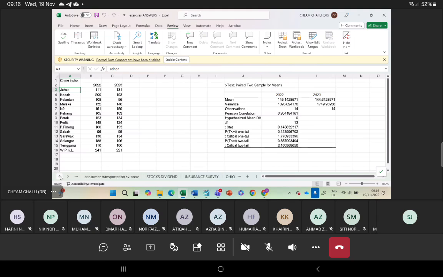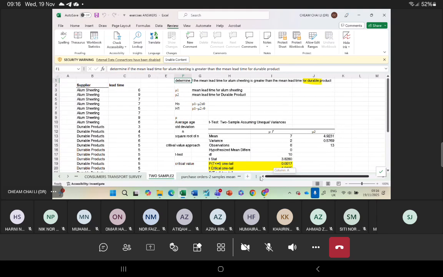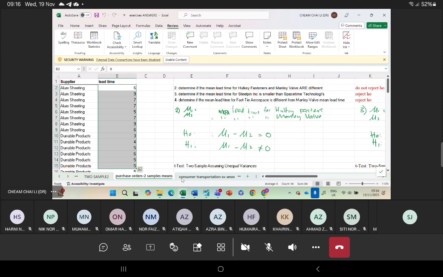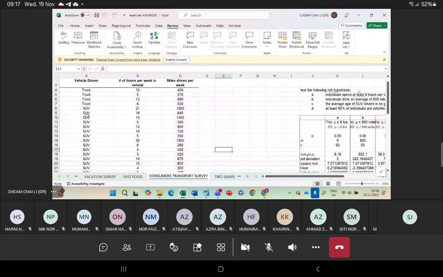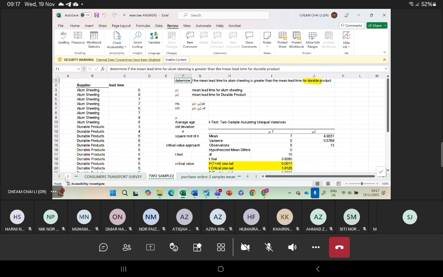And then we also have this. Yeah, we look at these two samples, right? So kita ada two sample. For example, ya, di sini ada aluminium sheeting and durable product on the lead time, right? So these are the two independent samples. Dia bukan dependent, ya. Okay, and ada lagi tak? So yang ni adalah... This is one sample. So yang ni the same ada untuk two sample.